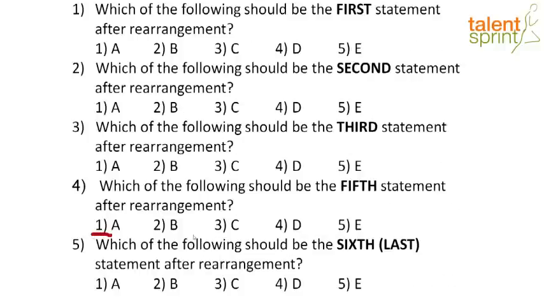So the fifth one has to be A. Nobody likes to practice it no matter what. So A would come under 1, right? That's the answer for the fourth one.